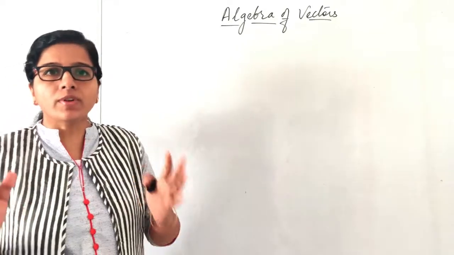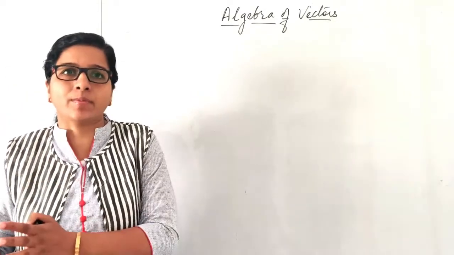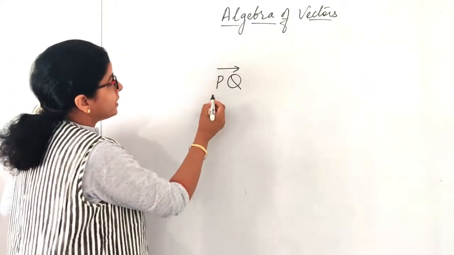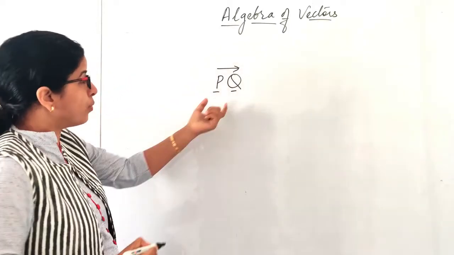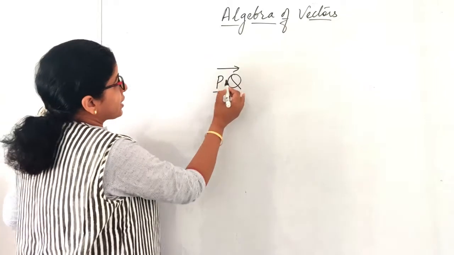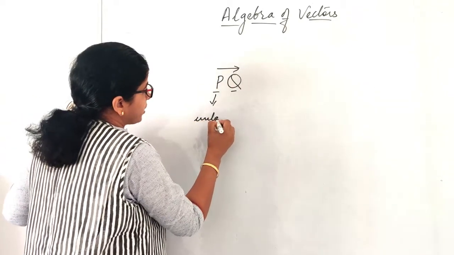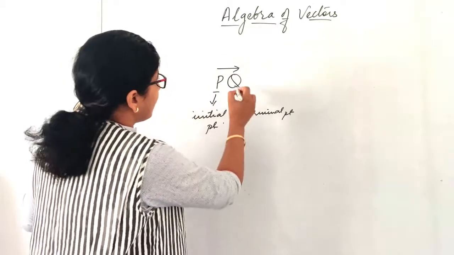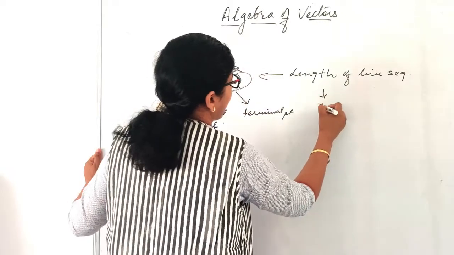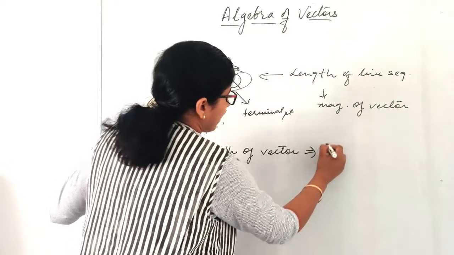Basically vectors are represented by a directed line segment. What does that mean? Say for example, if I am writing PQ, P and Q are two points which are part of a line and its direction is from P to Q. P is the initial point, Q is the terminal point, and the length of this line segment is nothing but the magnitude of the vector. Is it clear? So the length of a vector is denoted this way.